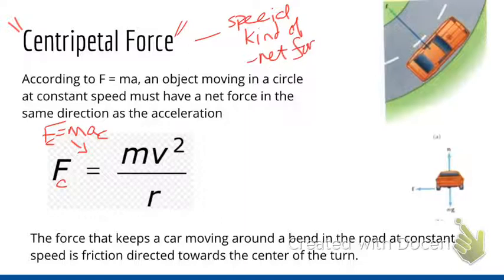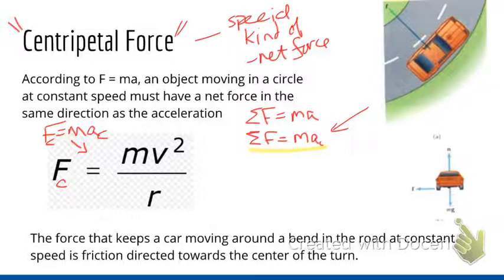All right, it's a special kind of net force. Most of the time, the sum of the forces, or the net force, is equal to mass times acceleration. But when you're talking about something that's moving in a circle, that net force is now equal to not just mass times acceleration, but mass times centripetal acceleration. And so when we refer to centripetal force, this is what we're referring to: a special kind of net force that is equal to mass times the centripetal acceleration.